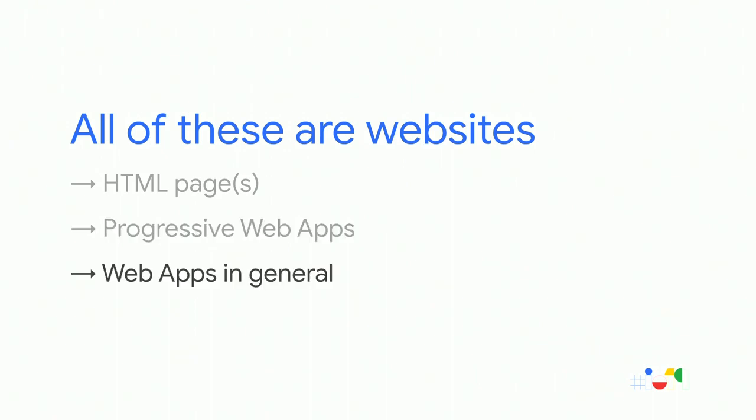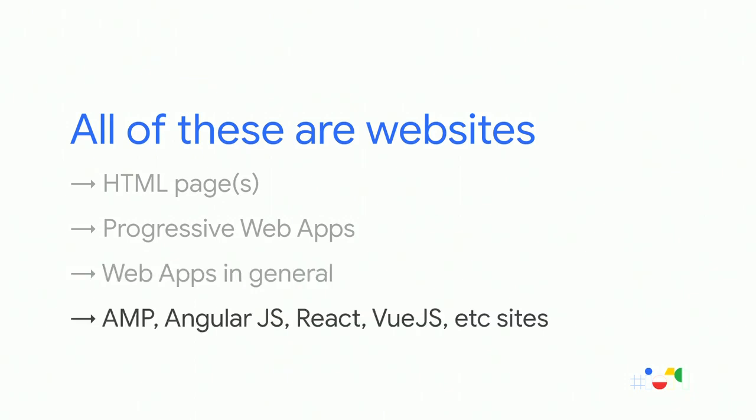Generally speaking, web applications that are more dynamic and using JavaScript are also websites from our perspective, right? And that includes things like AMP, Angular, React, Vue, Ember, all these other things, Polymer, lit-html, whatever you use to make websites these days is basically still a website at its core. So how does Google Search get involved? Well, we have our little friend here, Googlebot.